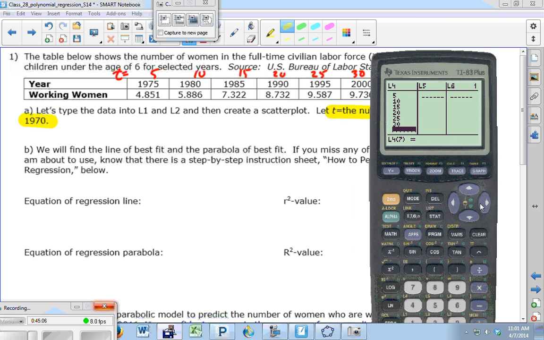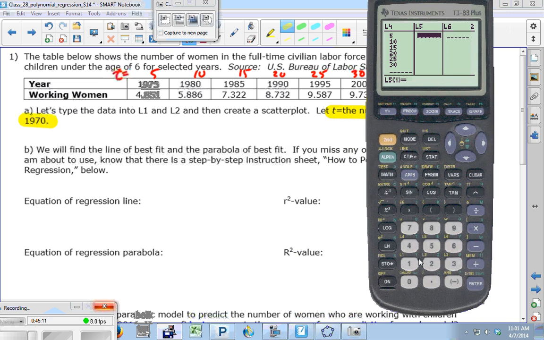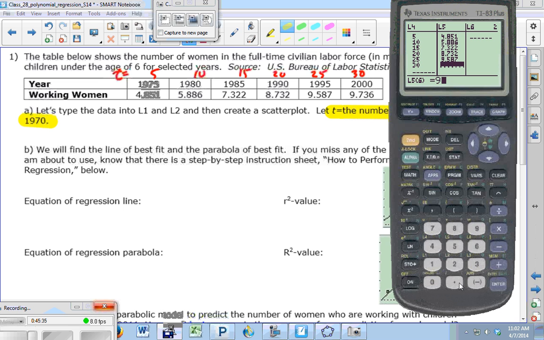Now, in my L5, I actually put in the number of millions of women that are in the labor force: 4.851. Enter, 5.886. Enter, 7.322. Enter, 8.732. Enter, 9.587. Enter, and then the last one is 9.736.